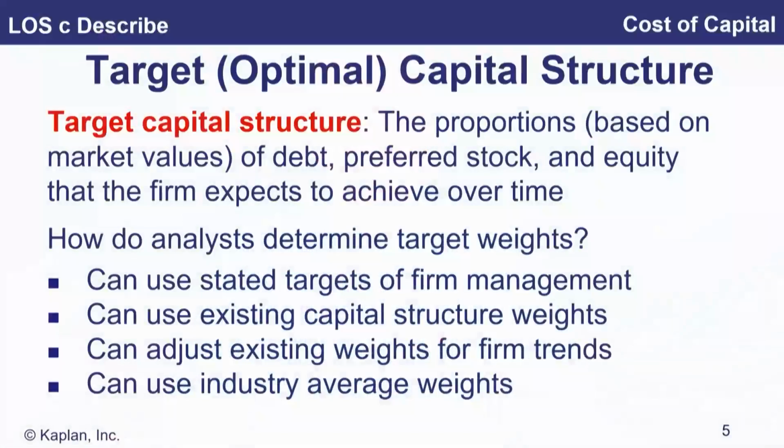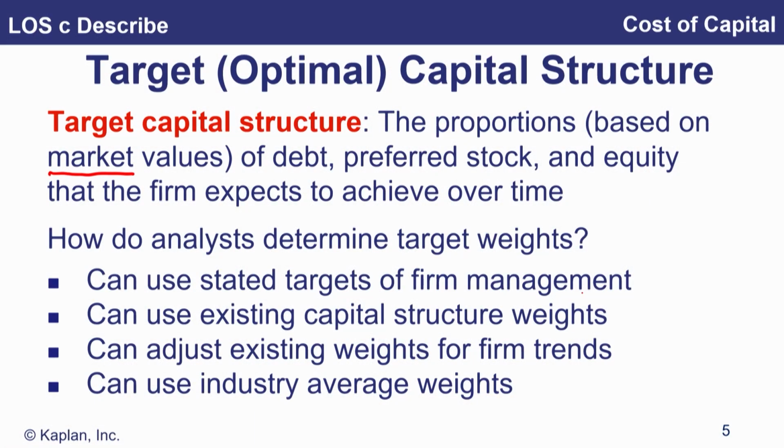The target capital structure, remember, these are based on market values. These are not the accounting values of debt. This is not the accounting, the book value of shareholders' equity on the balance sheet. It's the market values of debt, preferred stock, and equity. So that's what we're going to use to get our proportions, our target weights. Now, there's various ways you might approach getting these target weights, or the weights we're going to use in our estimation of the weighted average cost of capital.